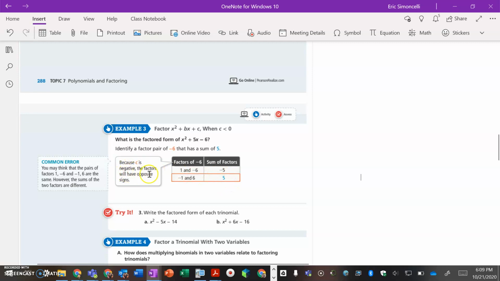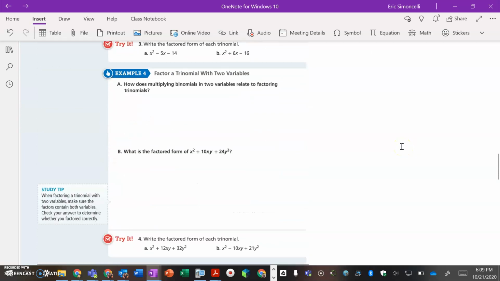Because c is negative, the factors will have opposite signs, so one is positive and one is negative. And of course, we landed on negative 1 and 6, so we stopped, noting that they add to 5 and multiply to negative 6. Putting it all together, the factored form ends up being x minus 1 times x plus 6, your two factors in the final factored form.